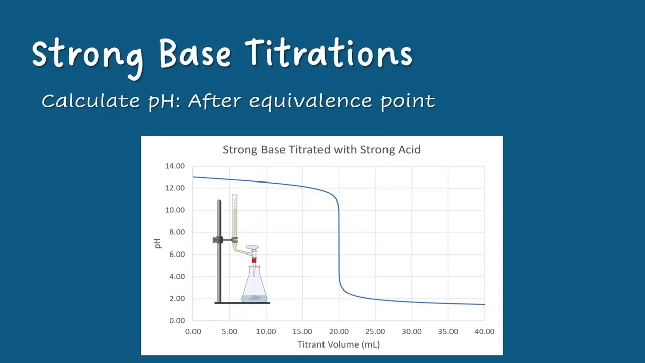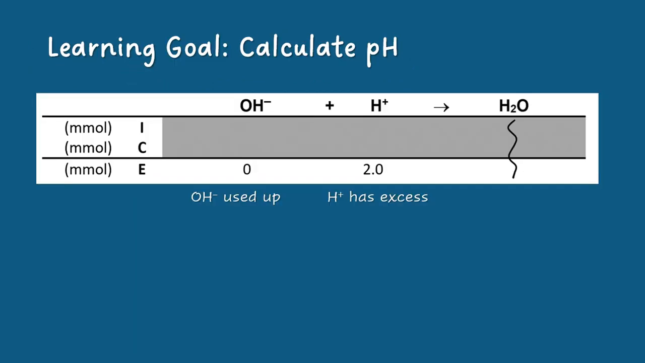Hi everyone! This video looks at a strong base titrated with a strong acid and will focus on the pH calculation after the equivalence point. This is a situation where our titrant volume is more than 0 milliliters, which means we have to set up a millimole table. The E row of our millimole table tells us where we are on the titration curve and guides us as to how to calculate the pH from that information.